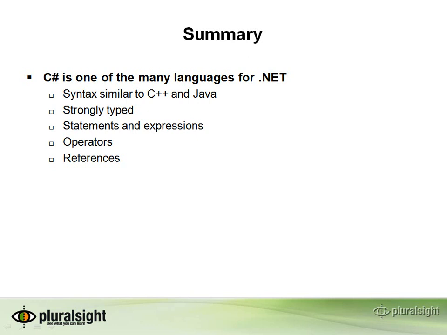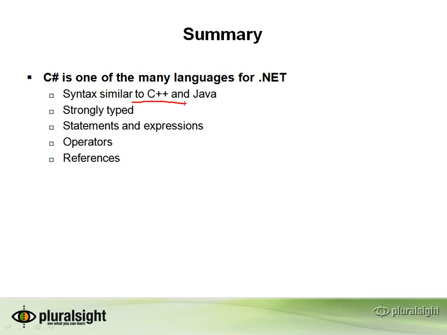This concludes our introduction to the C# programming language. We've seen that C# is just one of the many languages that you can use to target the .NET platform and write applications that run on top of .NET. We also talked that there are languages like F# and Visual Basic and Iron Ruby and Iron Python, but it's C# that has a syntax that is very similar to C++ and Java.